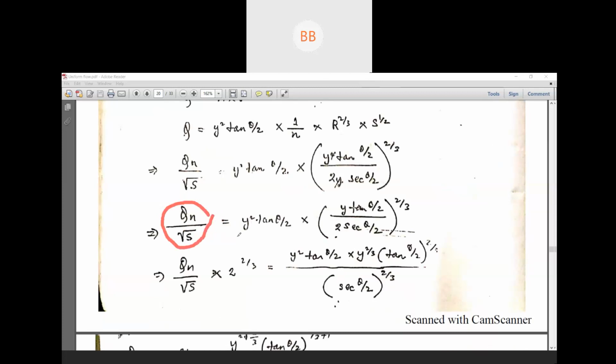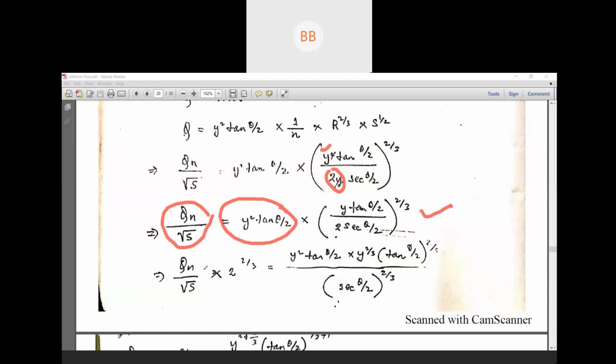Left hand side will remain the same, and then you solve here. Y square by twice y. So y will cancel out, so y divided by 2. Other terms will be the same.